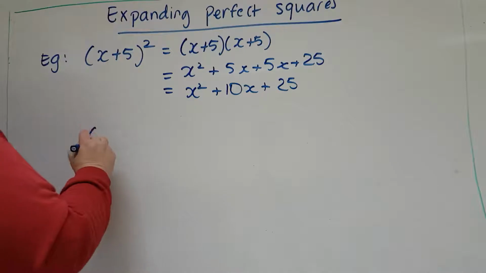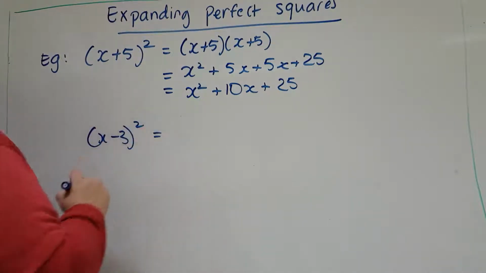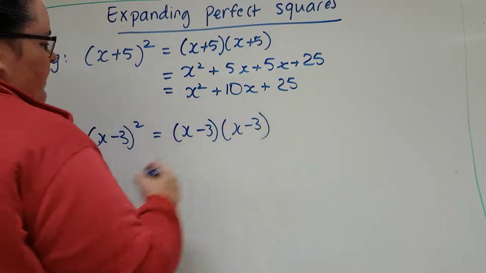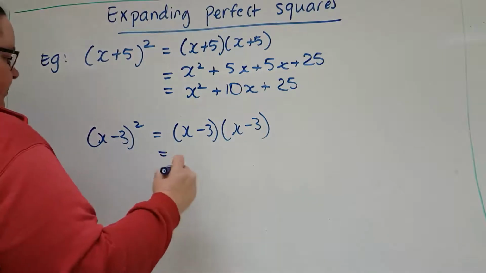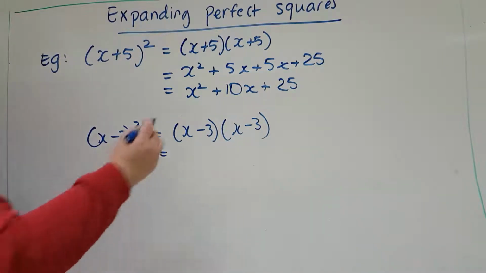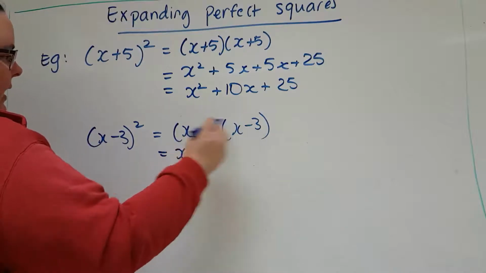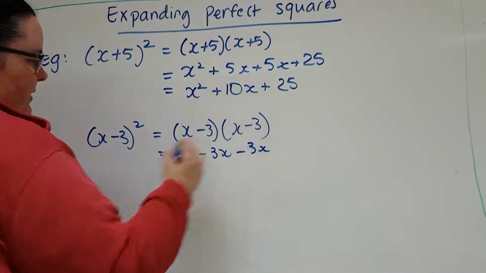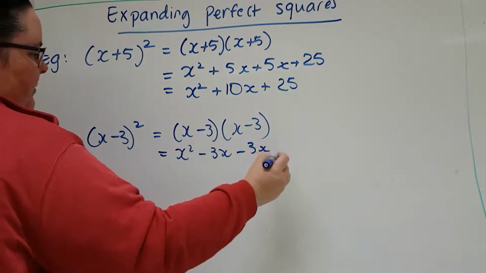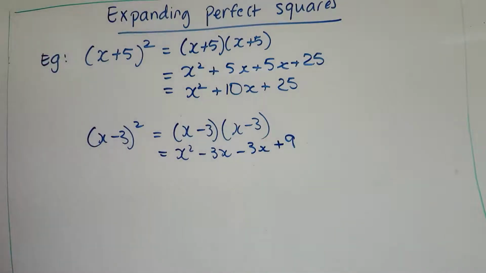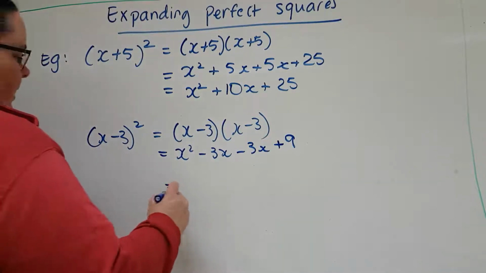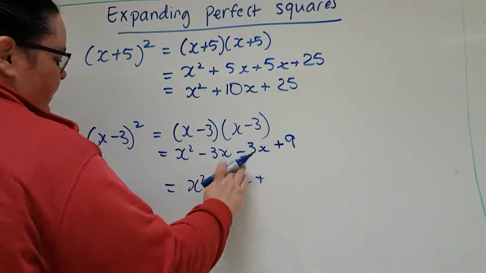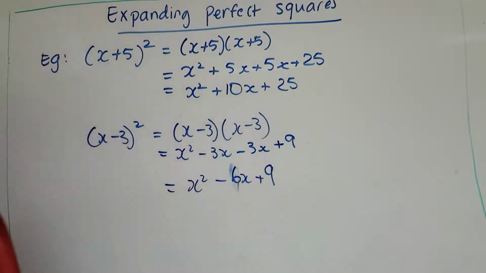Let's do another one. Let's go (x - 3) all squared. So it means (x - 3) times (x - 3). Now expand our binomials as normal. X times x is x squared, x times minus 3 is minus 3x, minus 3 times x is minus 3x, minus 3 times minus 3 is plus 9. Always watching that minus sign. Then collect like terms: x squared minus 6x plus 9.